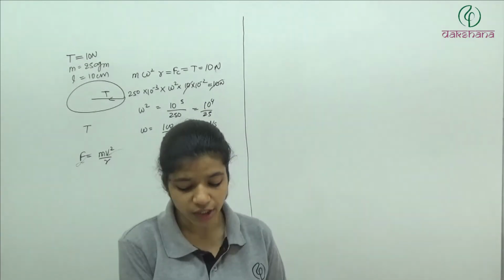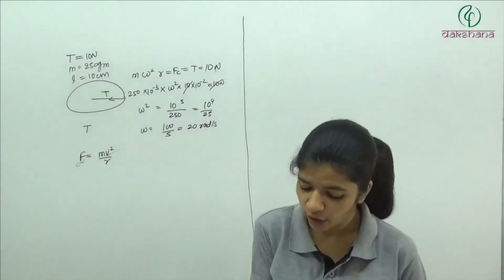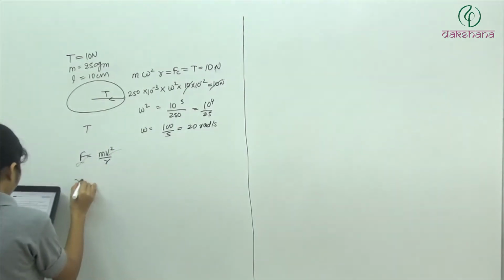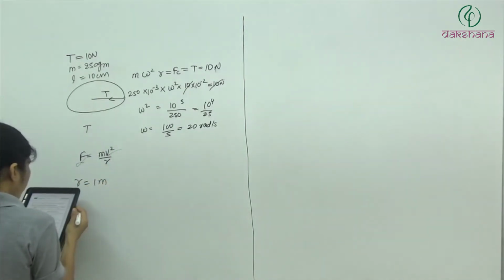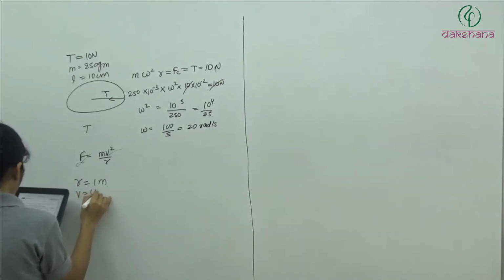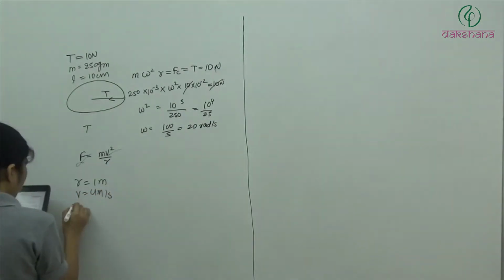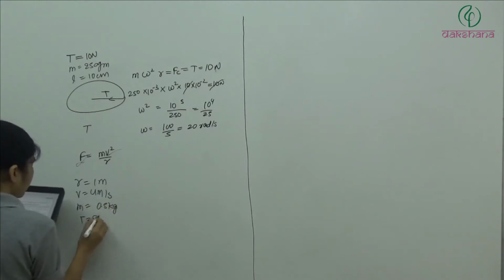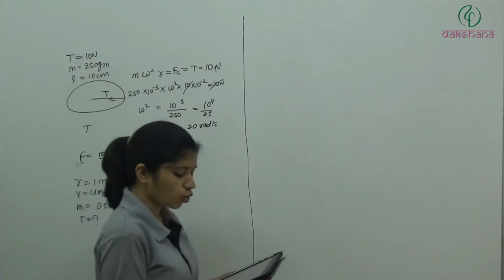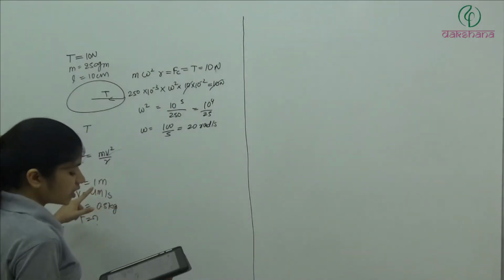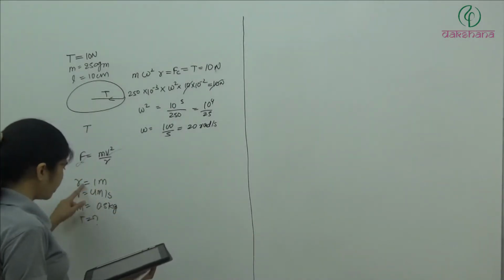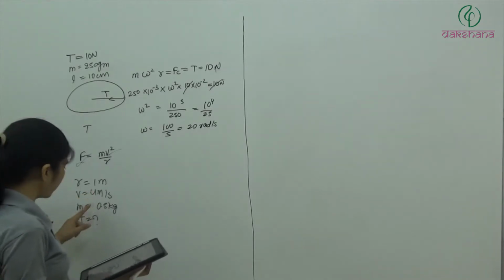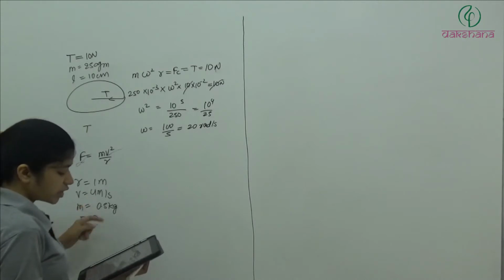Question number C3. A stone of mass 0.5 kg tied with a string of length 1 meter is moving in a circular path. So here we have radius 1 meter. Speed is given 4 meter per second. Stone of mass 0.5 kg. So we have to tell tension in the string. So I will read the question one more time. A stone of mass 0.5 kg tied with a string of length 1 meter is moving in a circular path with a speed of 4 meter per second. Then tension in the string.